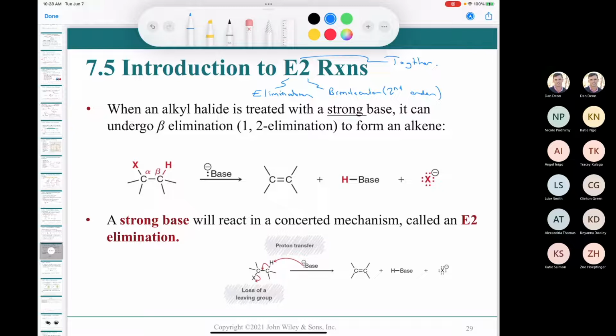How do you know that you can get an E2 reaction? We'll take a look. It says when an alkyl halide is treated with a strong base, it can undergo beta elimination, which we also call 1,2 elimination, to form an alkene. So what you do is you look at the alpha carbon with your halogen on it. Go to a beta carbon. If a beta carbon has a proton, the base can come in and take that proton. The pair of electrons between the carbon and the hydrogen are going to form a pi bond, and then we lose the leaving group like that.